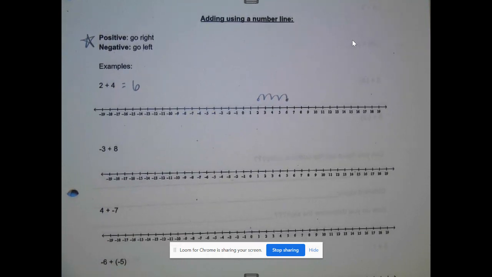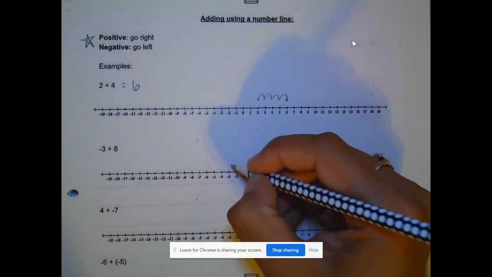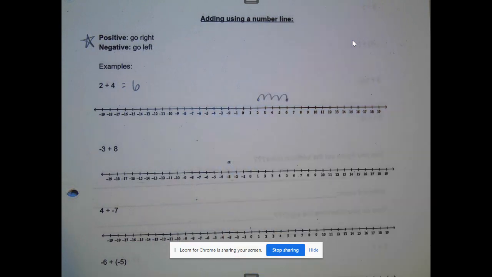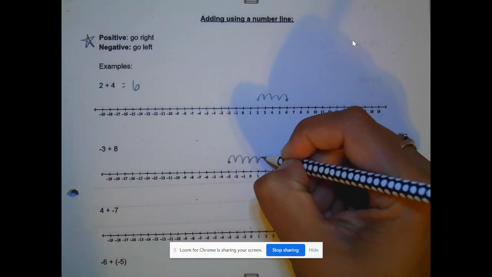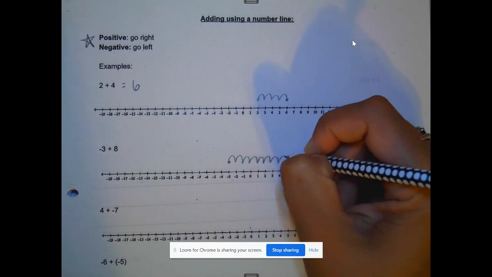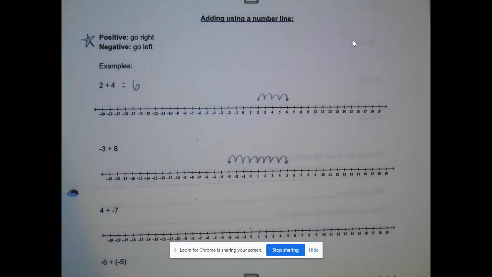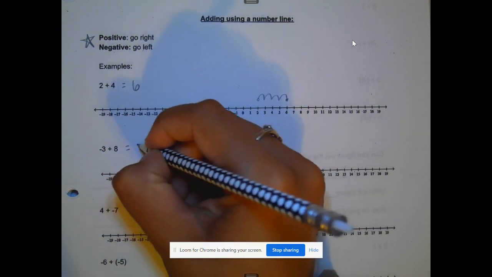Next example, negative 3 plus 8. We are starting at negative 3, so find that on the number line. And we are adding a positive 8, so we're going to the right 8 spots. 1, 2, 3, 4, 5, 6, 7, 8. Putting us at positive 5, so negative 3 plus 8 gives me positive 5.